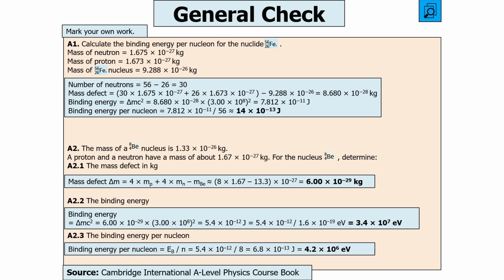So the binding energy per nucleon is then that value divided by the number of nucleons, which is 56, which is going to be 8. So therefore it's 6.8 times 10 to the minus 13 joules, or 4.2 times 10 to the 6 eV.